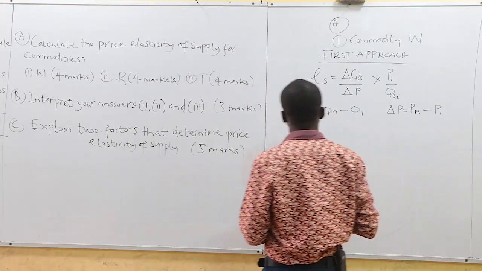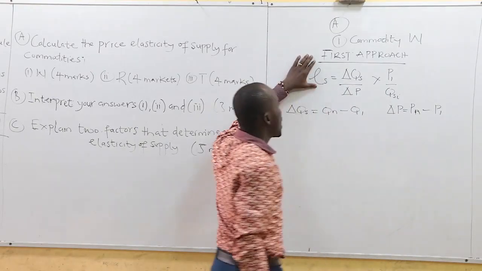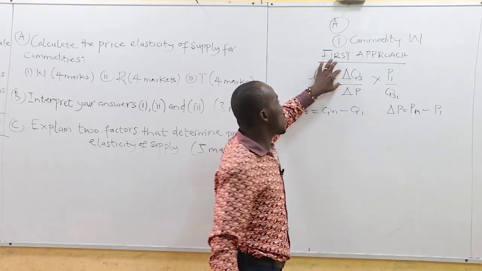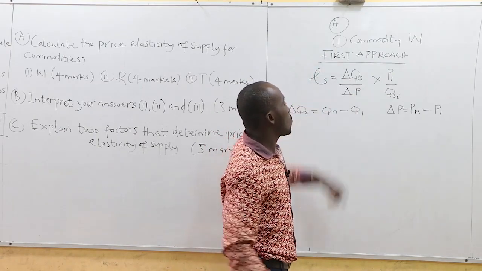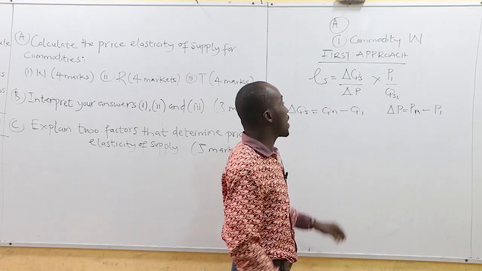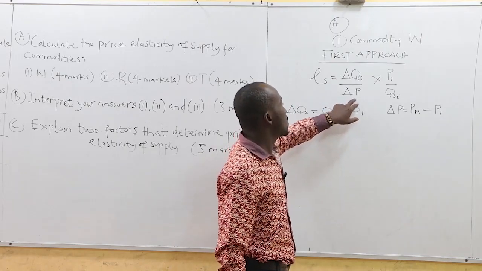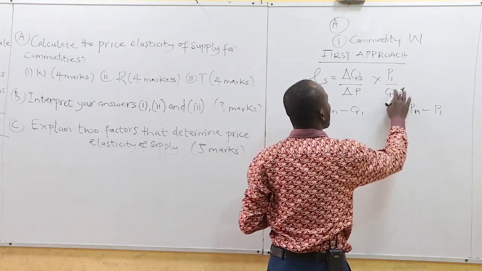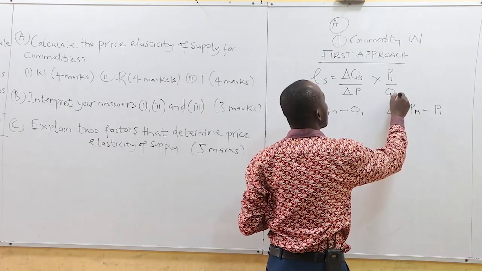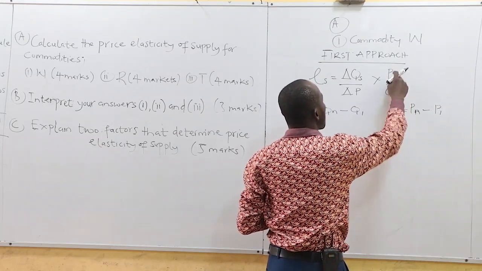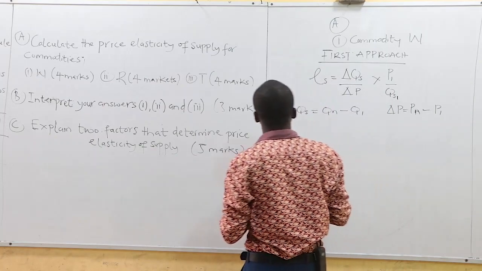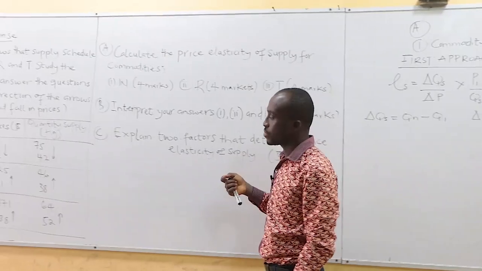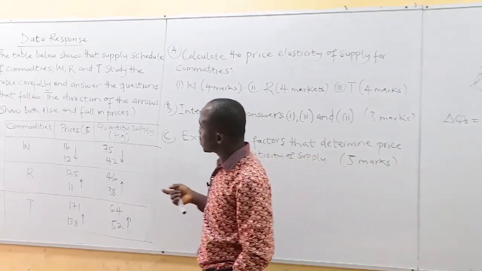So let's go. You know the formula already. Change in quantity supply over change in price times initial price over initial quantity. So let's go and see from the table. Let's go back to our table for the commodity W.